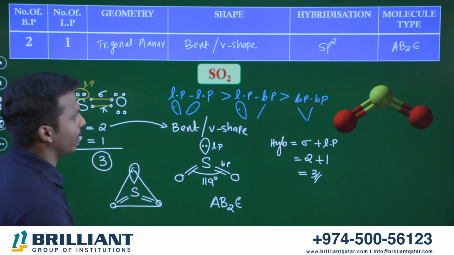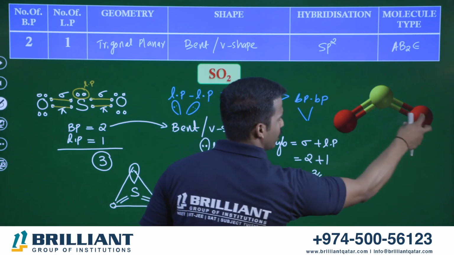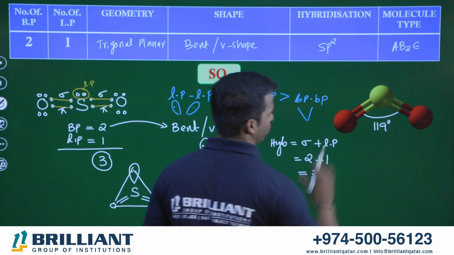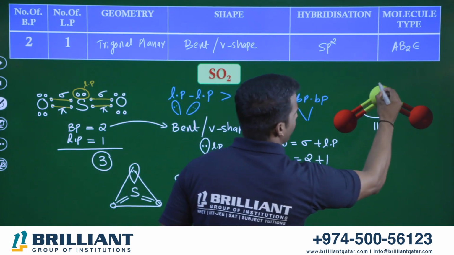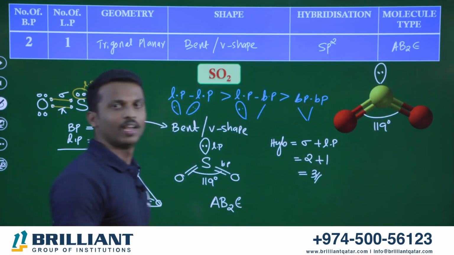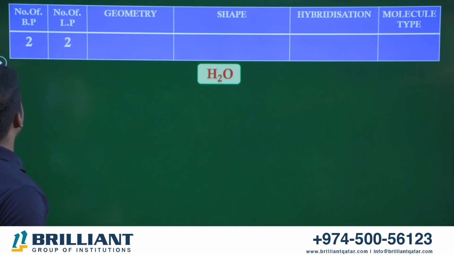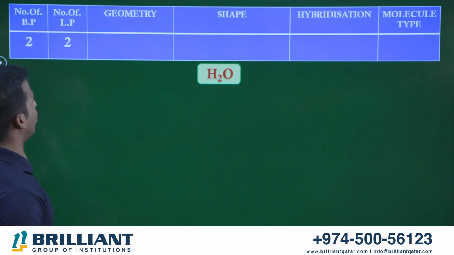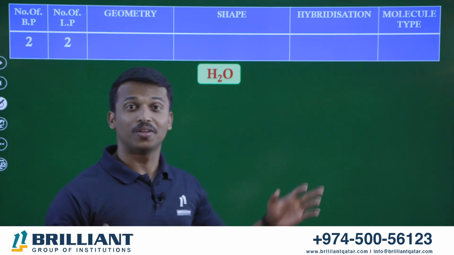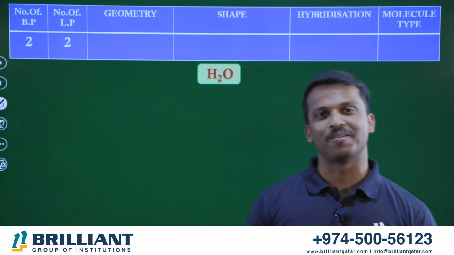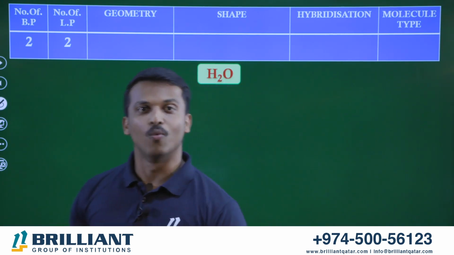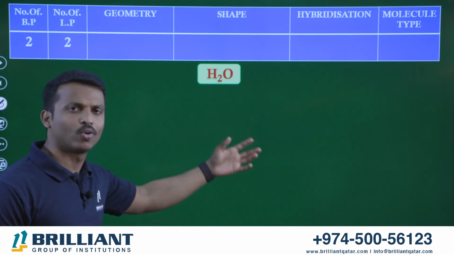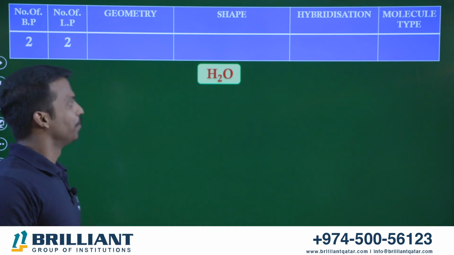Okay, this is the geometry. These are the 2 bond pairs: sulfur, oxygen, oxygen. This is the bent geometry. The bond angle is 119 degrees in the SO2 molecule. Where is the lone pair? The lone pair will be here. Next concept we can take, the system which contains 2 bond pairs and 2 lone pairs. One of the simplest and most important examples, which we discuss every time, is water. What is the shape, geometry, hybridization, and molecule type? We can discuss everything together.